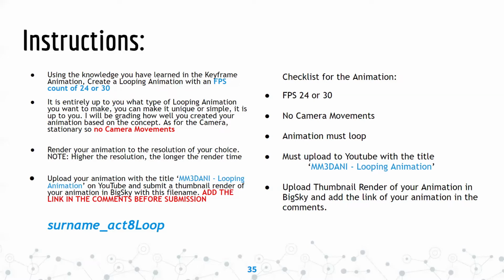Okay? And then you're gonna upload your animation with the title MM3DANI dash looping animation on YouTube and submit a thumbnail render of your animation in Big Sky with the file name. No, add the link in the comments before submission. So what you're gonna submit in Big Sky is you're just literally gonna do a thumbnail render. So you're just gonna render one specific angle dun sa ano nyo, dun sa animation nyo, and then send that as a image format. No, and then of course in the comments you're gonna add the link of your animation. No, entitled 3D Ani dash looping animation. And then of course indicate your name on your description. No, indicate your name and your section. So there we go. And then of course for the Big Sky surname underscore F82.